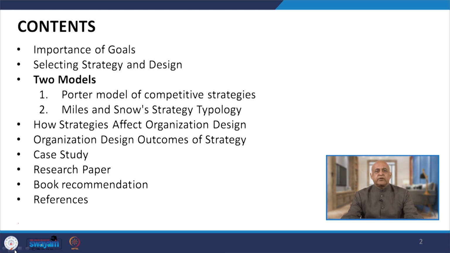Then we will talk about two models, that is the Porter model of the competitive strategies and the Miles and Snow strategy typology. We will also talk about how strategies affect the organization design and the outcomes of strategy, and as usual the case study, research papers, book recommendations and references will be there.